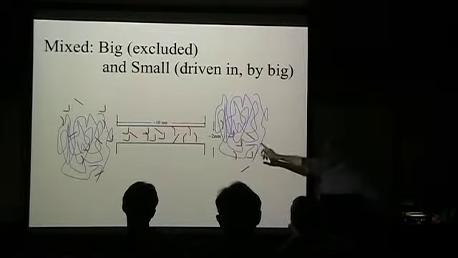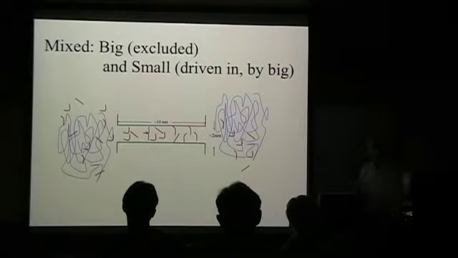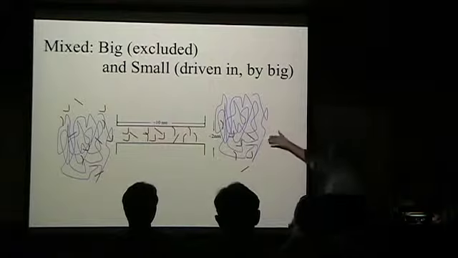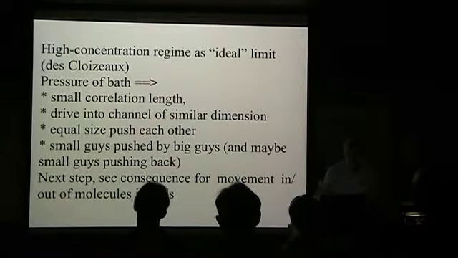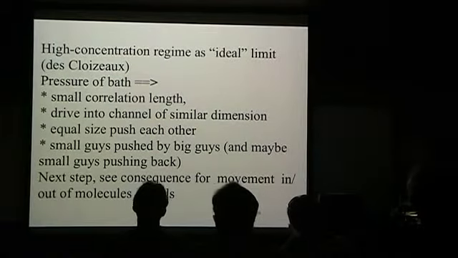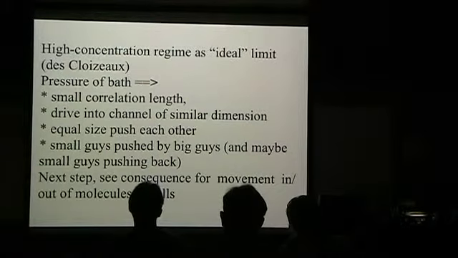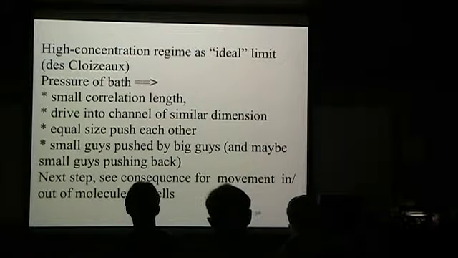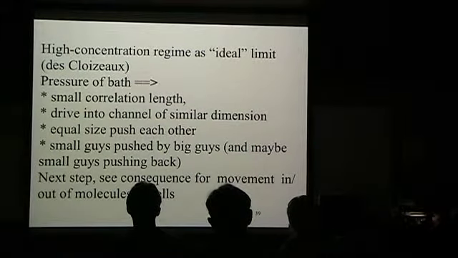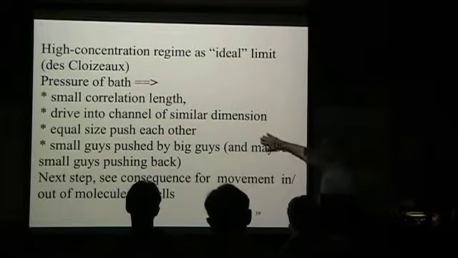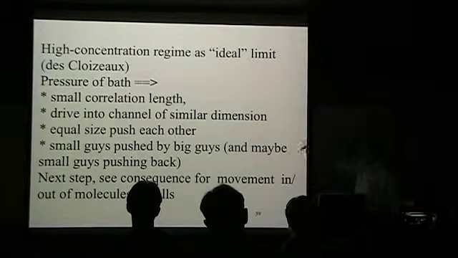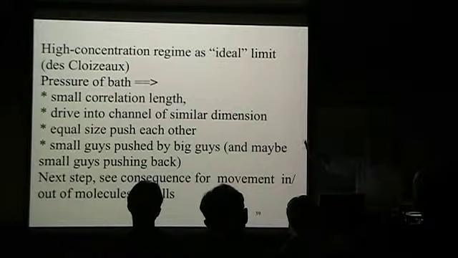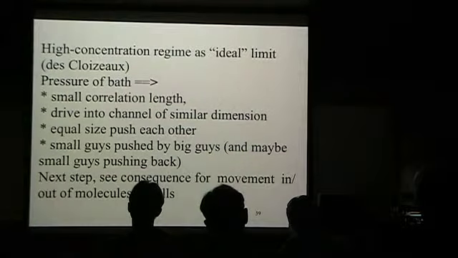When you go back and you calculate the chemical potentials for the species, the way I went through on the first part, you find out that that checks out with that concentration. So what we're seeing is the high concentration regime has its own ideal limit, de Gennes thing, and that the pressure of the bath with the small correlation lengths, you can actually see driving into channels of similar dimension, and equal size particles push each other, but small guys pushed by big guys, and maybe small guys pushing back, you see extra transport.